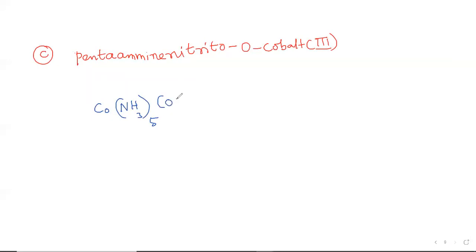So nitrito-O is ONO. We have to write ONO. So there are a total of 6 ligands, and the oxidation state is +3 for the cobalt only. To know the charge on the complex ion, we have to write the oxidation state of cobalt, +3, and ONO is negatively charged, -1. That equals +2. So definitely the charge on this one is +2, as it is a positively charged coordination entity. Next we will take another example.